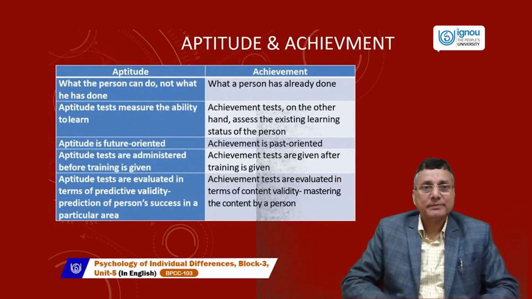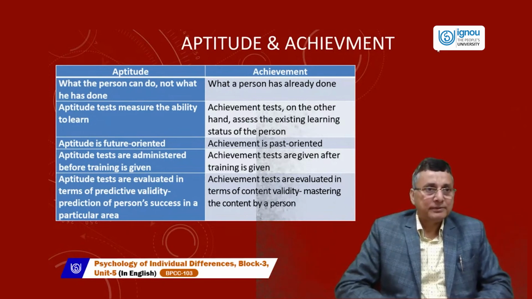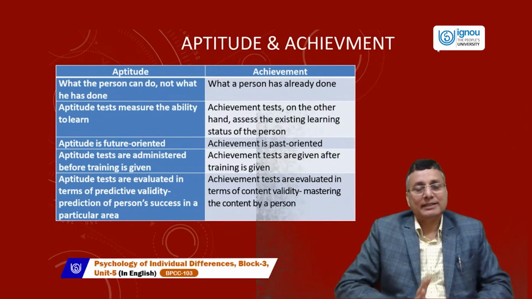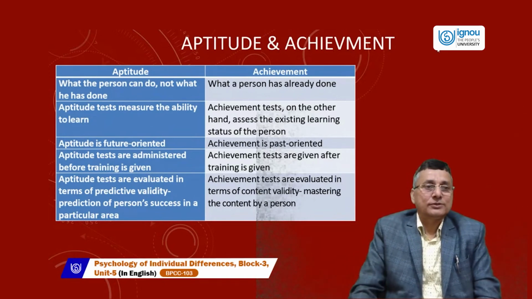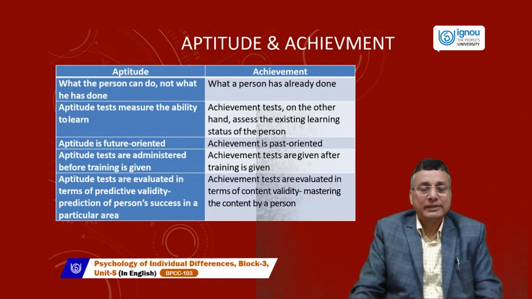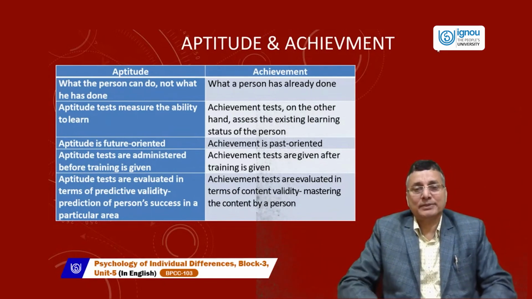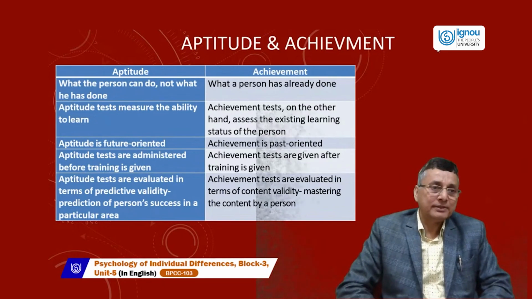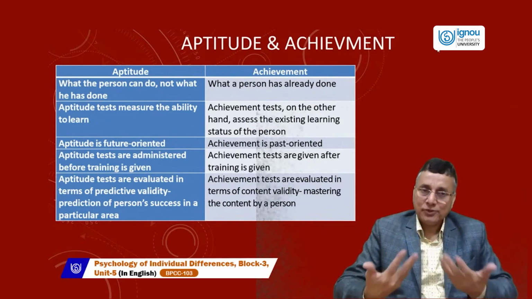Let us see the difference between aptitude and achievement. So aptitude is what the person can do, not what he has done. Whereas achievement is what a person has already done. So if you have achieved something, it becomes achievement. So aptitude tests measure the ability to learn, whereas achievement tests, on the other hand, assess the existing learning status of the person. Aptitude is future oriented, whereas achievement is past oriented. Already done it, already you have achieved.